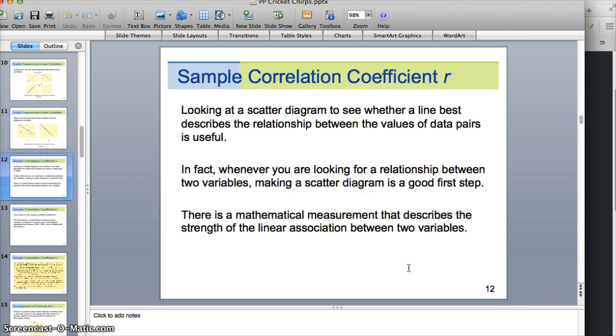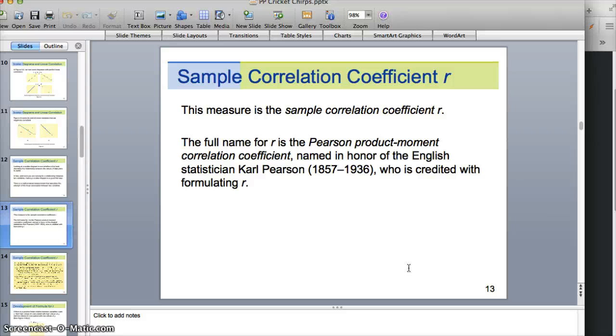Looking at a scatter diagram to see whether a line best describes a relationship between the values of data pairs is useful. In fact, whenever you are looking for a relationship between two variables, making a scatter diagram is a good first step. There's a mathematical measurement that describes the strength of the linear association between the two variables. The measure is called the sample correlation coefficient R. The full name for R is the Pearson product moment correlation coefficient, named in honor of the English statistician Karl Pearson, who's credited with formulating R.